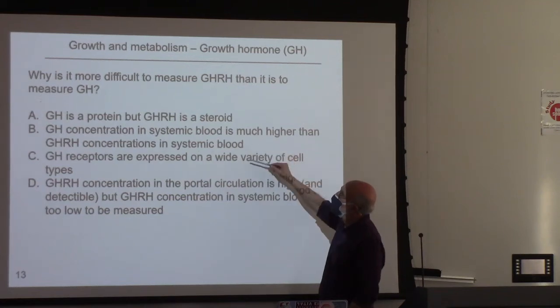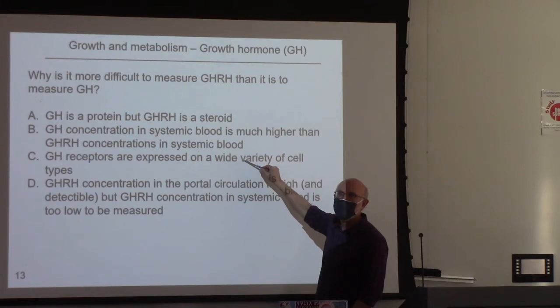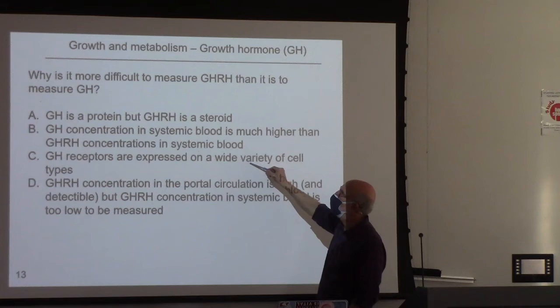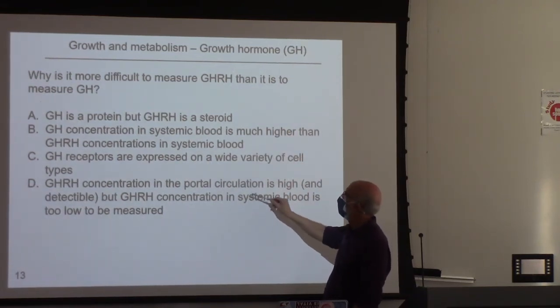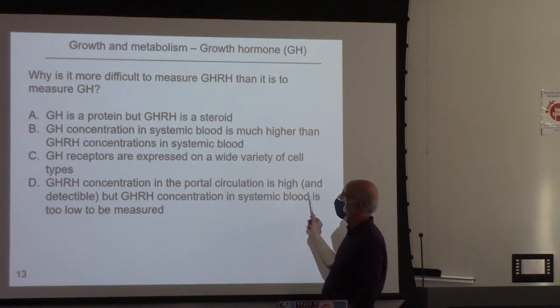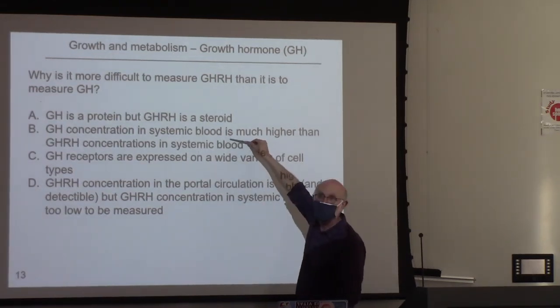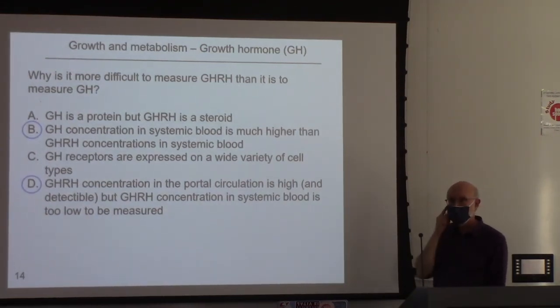GH receptors, so B is true, A is false. C, growth hormone receptors are expressed on a wide variety of cell types. Well, that's a true statement, but it's not the answer to the question. D, GHRH concentration in the portal circulation is high, but GHRH concentration in the systemic blood is too low to be measured. Yes, that's a repeat of what I was saying. So B and D are correct answers.